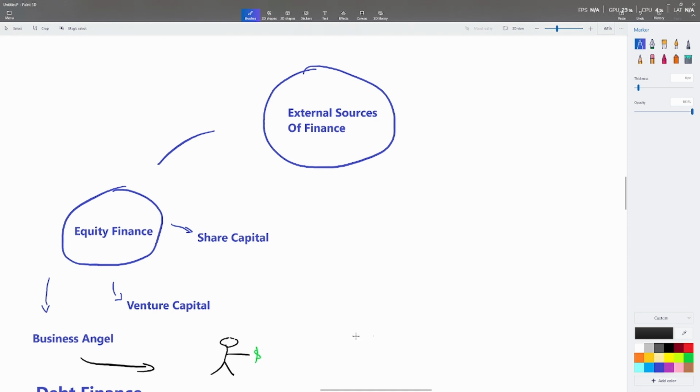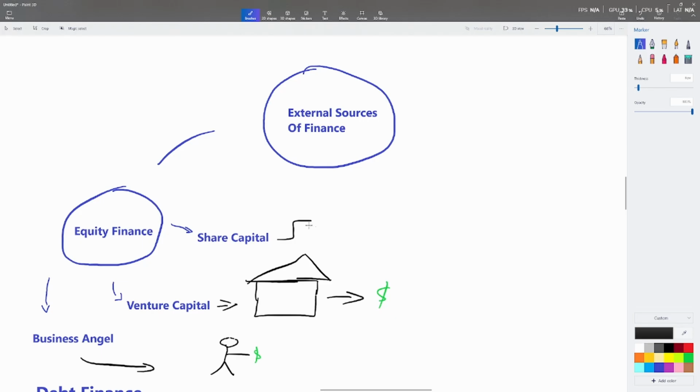Then venture capital. It's almost the same. However, this time you don't have a person, you have a corporation. So let's say that you have a business and the business gives you money. It's not a singular person, and in this business there can be a lot of people. The difference between venture capital and business angel is that there's a huge business controlling every fund, and not just a business angel, which is one singular wealthy rich business person.